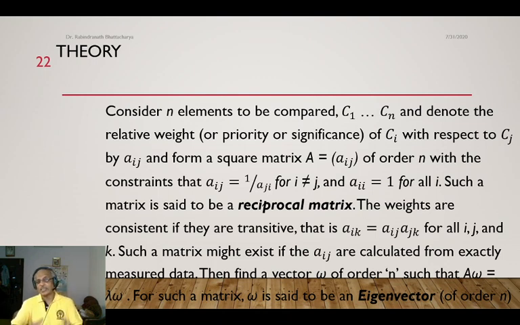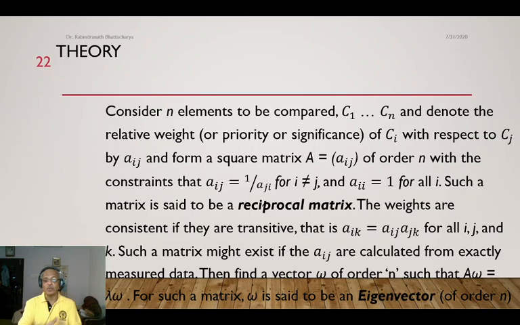So the basic theory is there are n elements to be compared, C1, C2, C3, etc., and denote the relative weight, known by Aij, of the order n. If you put Aij, then the reverse of that will be 1 by Aij for i not equal to j, and this matrix is called a reciprocal matrix. The weights are consistent if they are transitive. That means Aik is Aij into Ajk for all i, j, k. Such a matrix might exist if the Aij are calculated from exactly measured data.